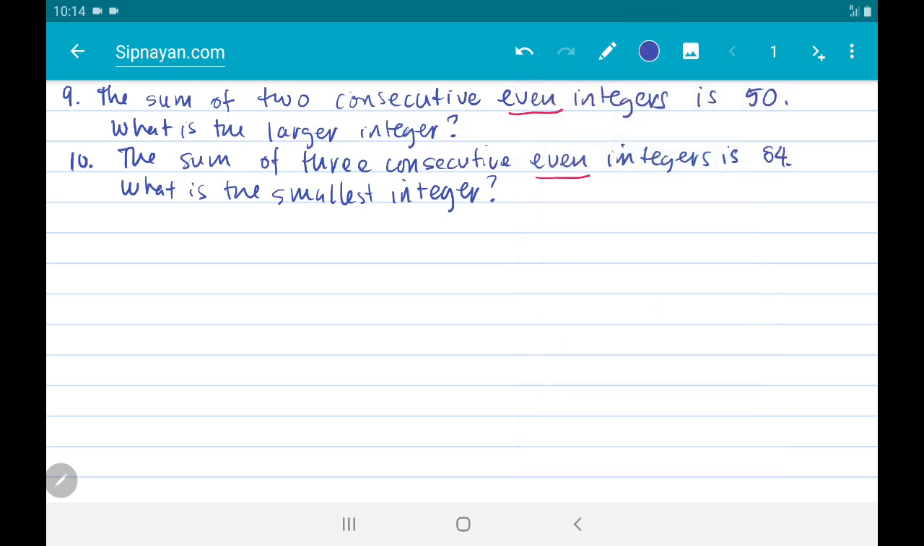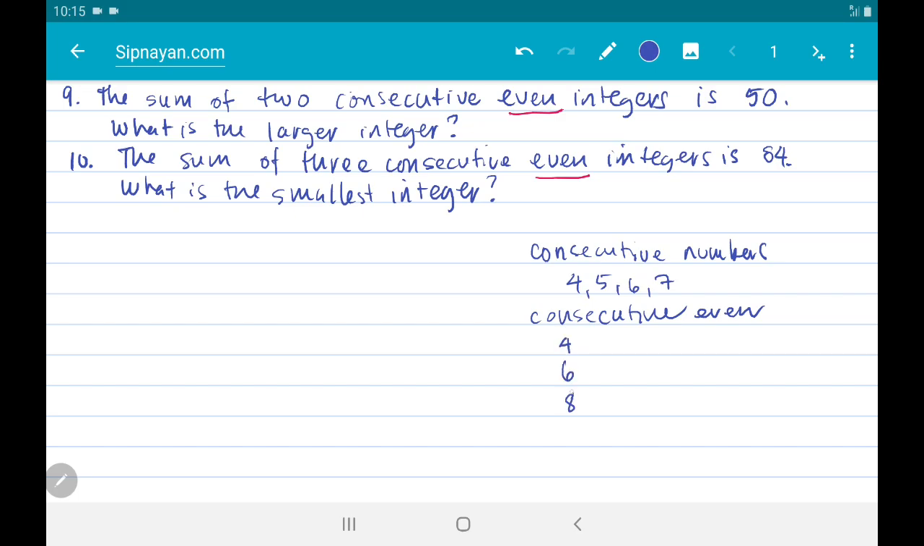So, pag consecutive integers o numbers, ano lang siya? Yan yung halimbawa 4, 5, 6, 7. Magkakasunod siya, di ba? However, kung consecutive even integers, so yan naman yung 4, 6, 8, 10, and so on.